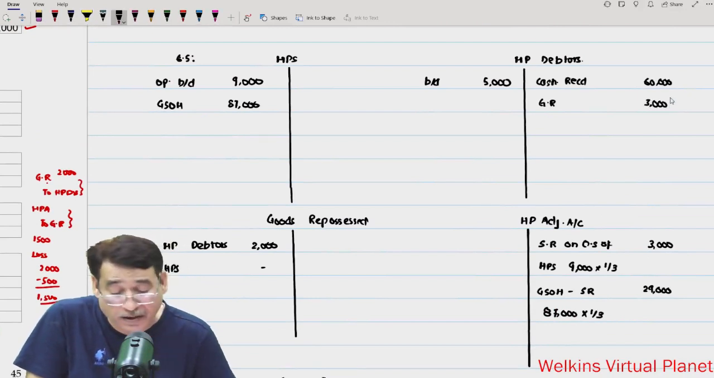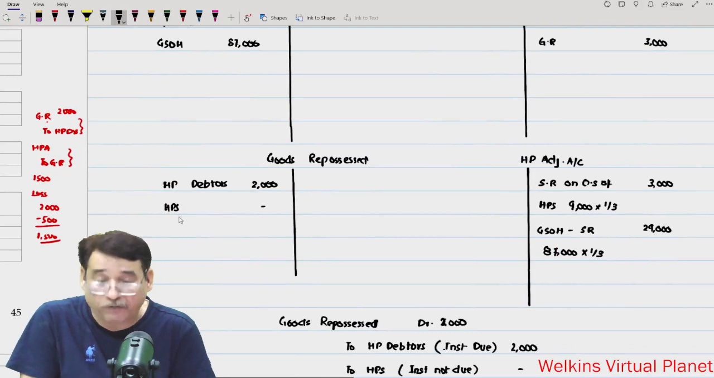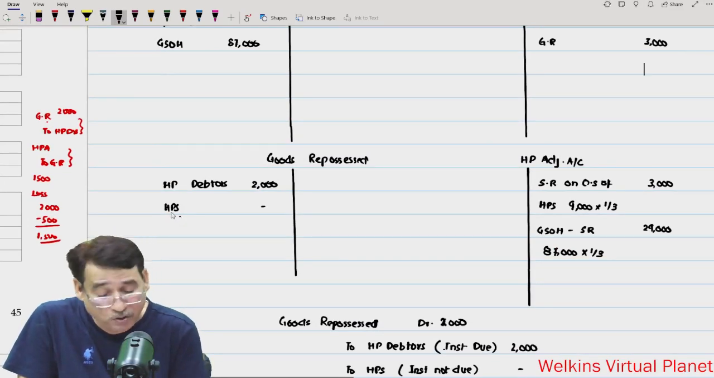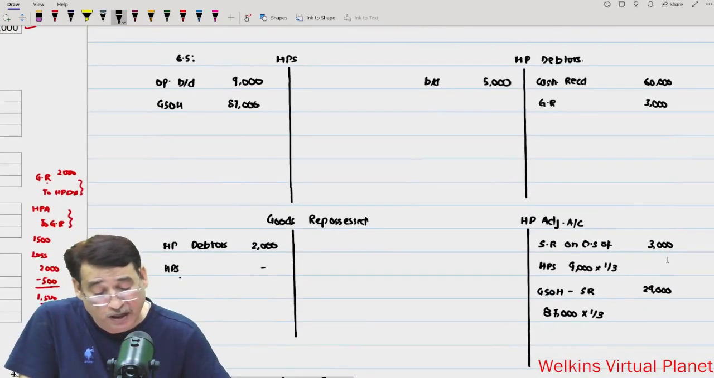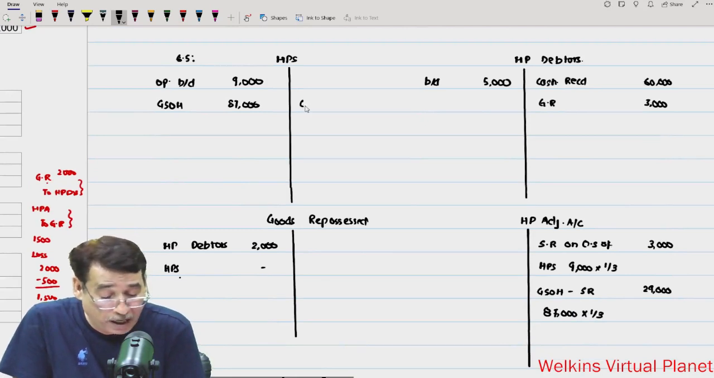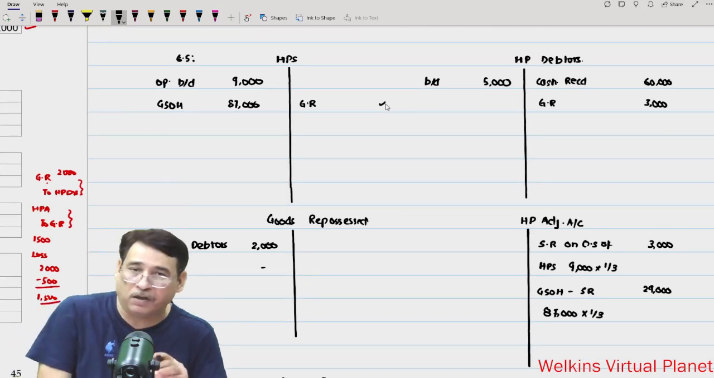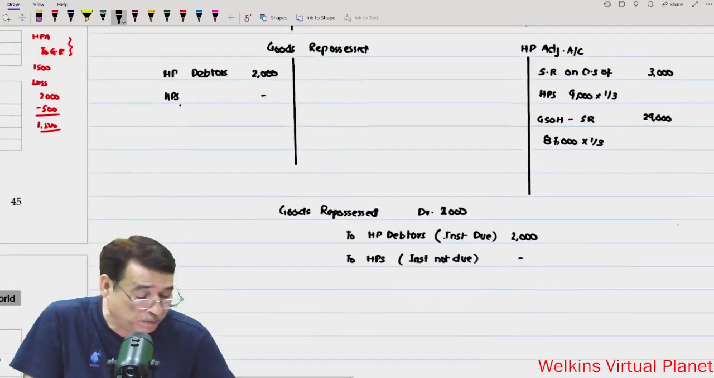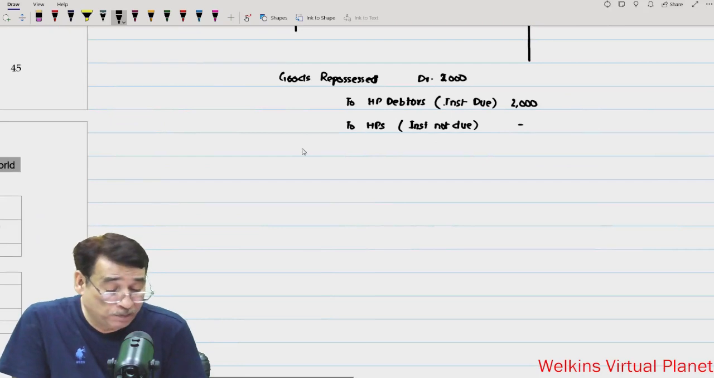And on the debit side of the goods repossessed, you have written to hire purchase stock account. So in the hire purchase stock account also, you will write by goods repossessed, in case there would have been any. Is it clear to you? This is the full treatment of goods repossessed.